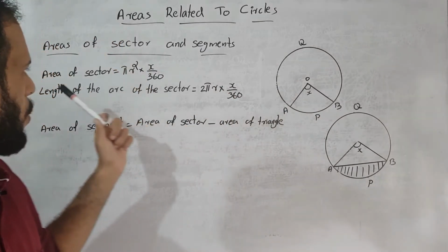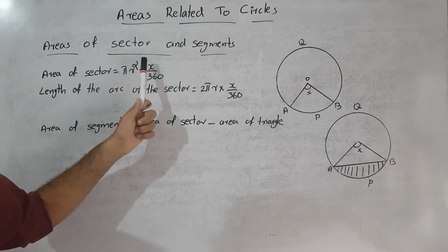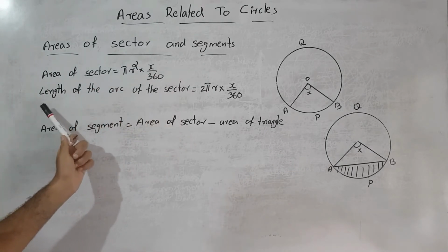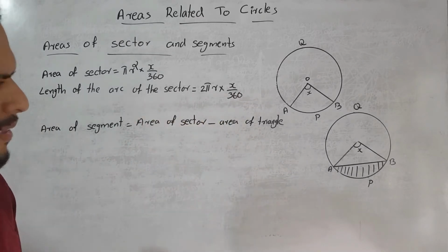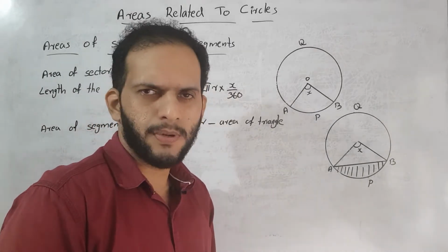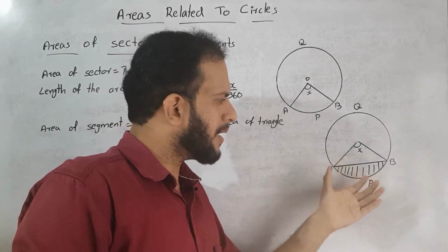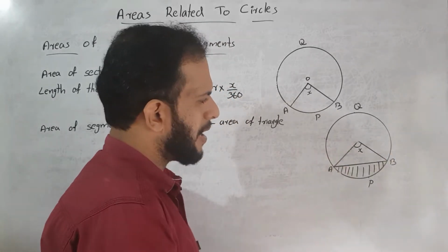Okay, so what is the area of the sector? The equation of the area of a sector is equal to pi r square into x by 360. The length of the arc of the sector is equal to 2 pi r into x by 360. Then in the case of finding the area of a segment, it is not possible to find it directly. To find the area of a segment, we make a triangle there.